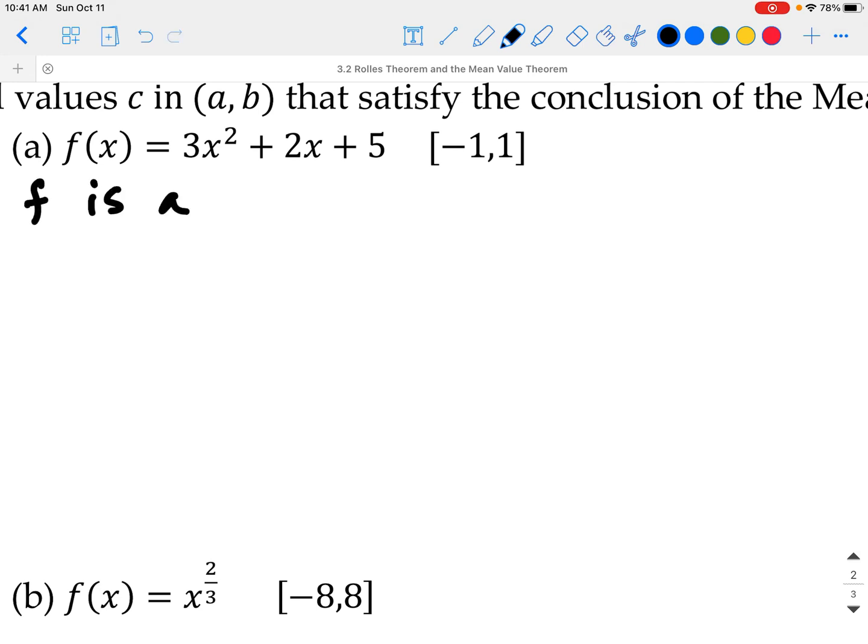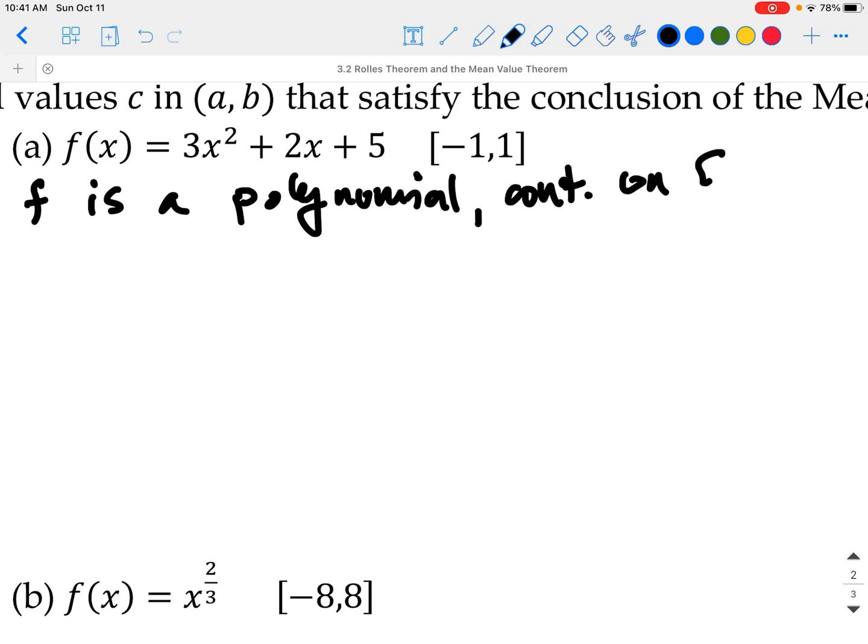So f is a polynomial, which means it is continuous and differentiable everywhere. So it's definitely continuous on -1, 1, differentiable on the open set -1, 1. Okay. So MVT definitely applies.